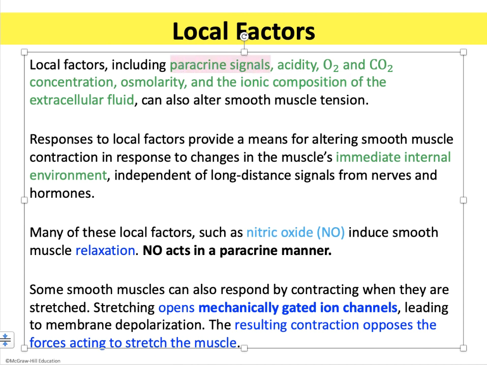Certain smooth muscle cells contract in response to being mechanically stretched. They contain mechanically gated ion channels, mostly of the sodium type or the potassium, and once the deformation of the plasma membrane takes place, they are activated to release calcium and therefore begin the cross-bridge cycle.